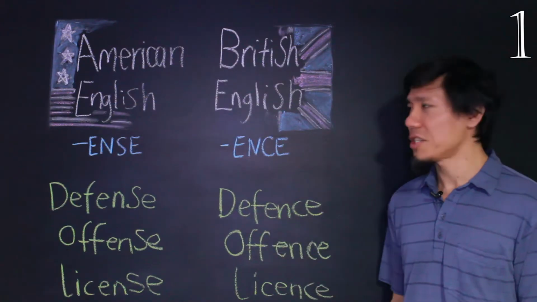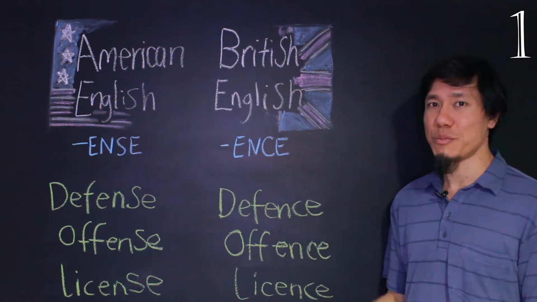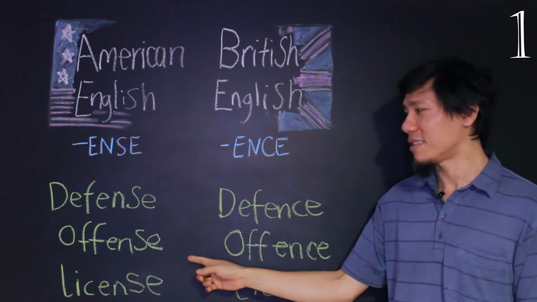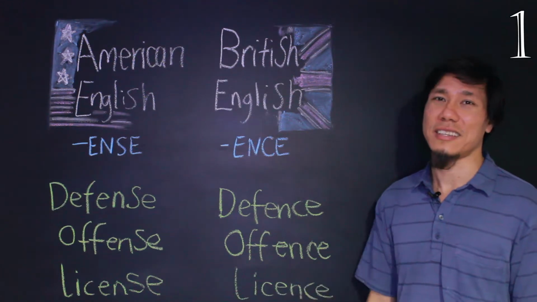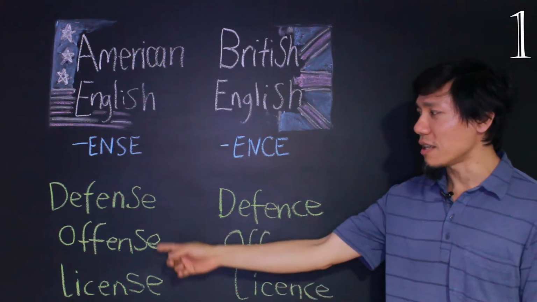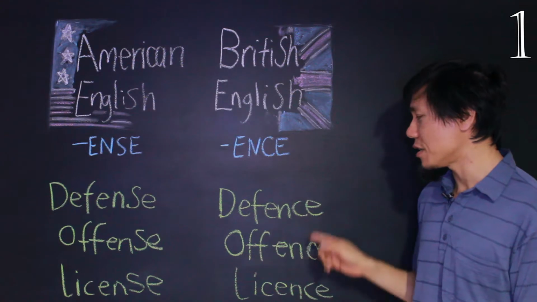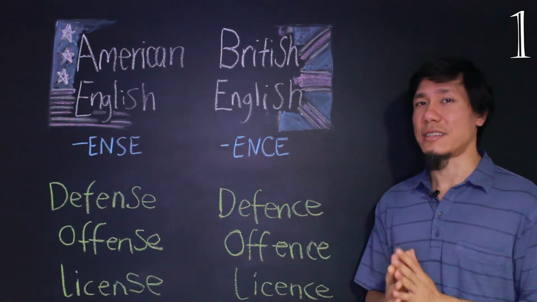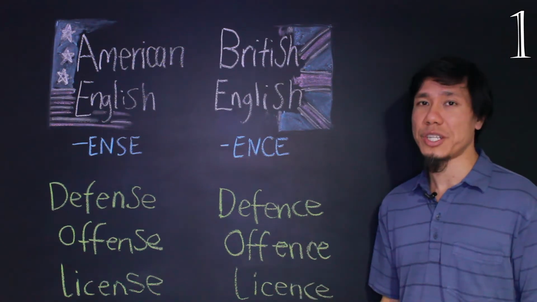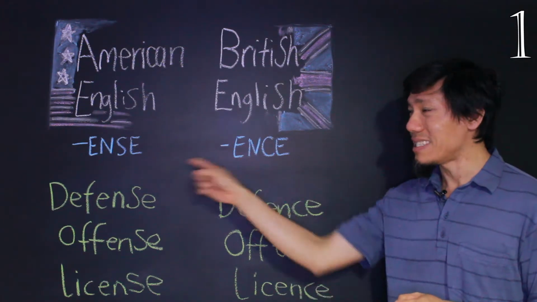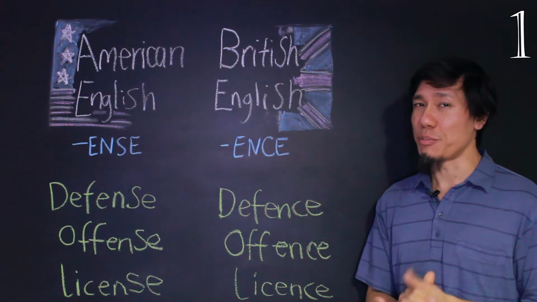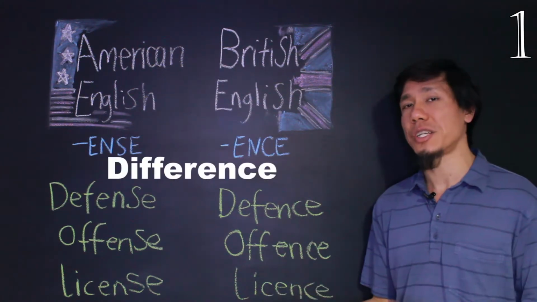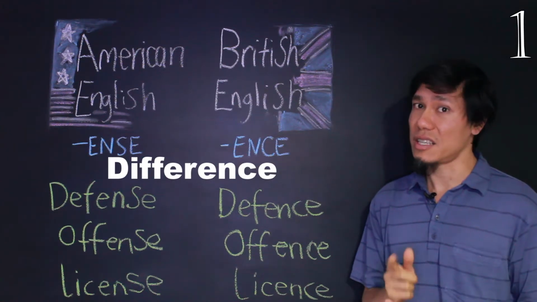E-N-S-E in American English, E-N-C-E in British English. Defense, defesa. Offense, ofensa. License, licença. In American English, we use the letter S, and in British English, we use the letter C. The pronunciation doesn't change. It's the same for American English and British English. But notice, this is not a rule. For example, the word difference in American English and in British English is the same, with the letter C.